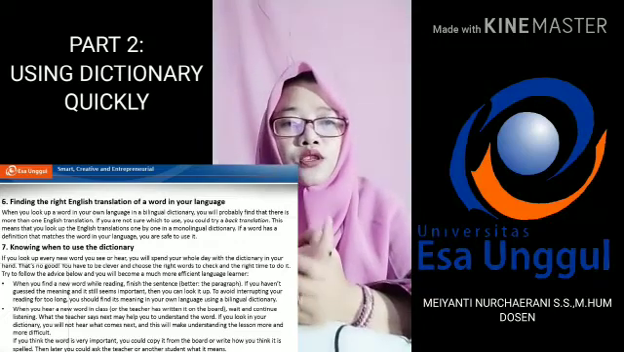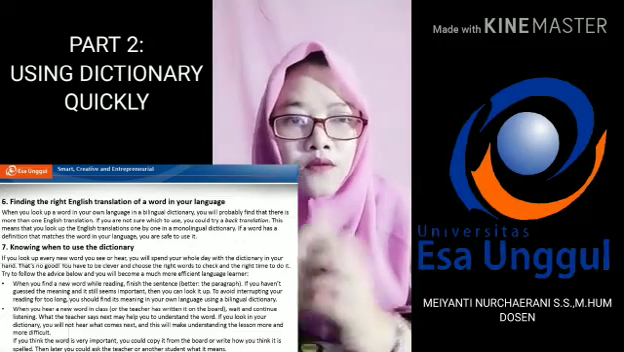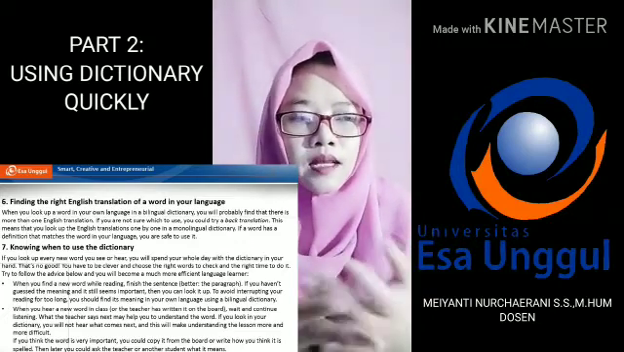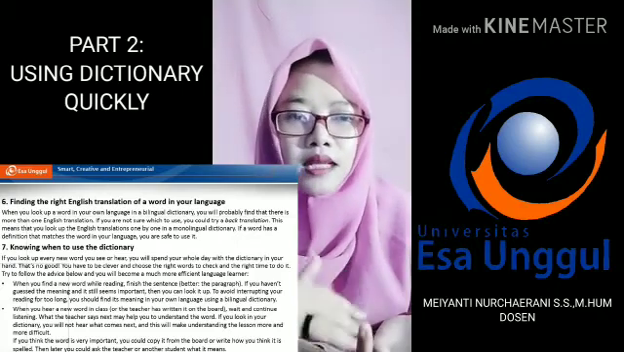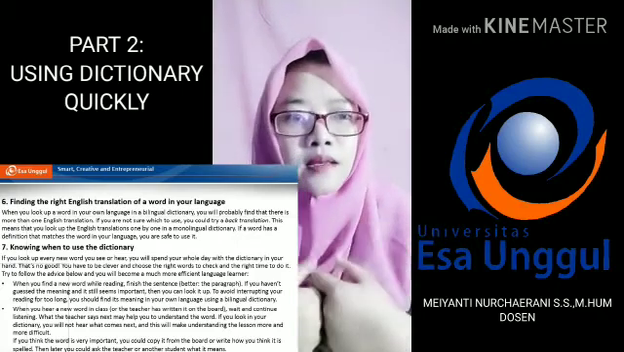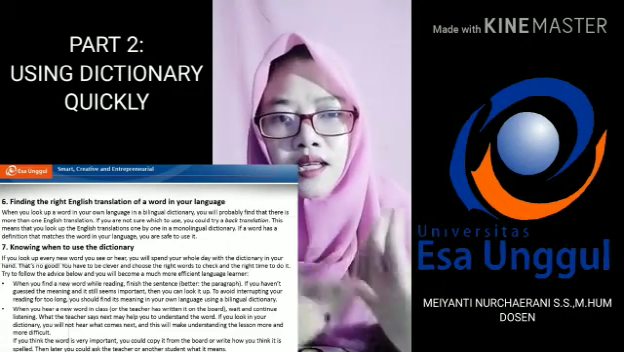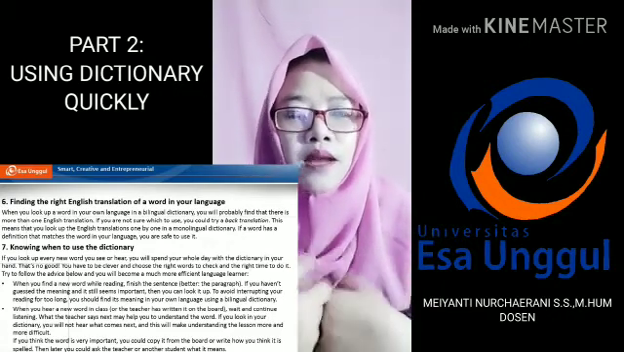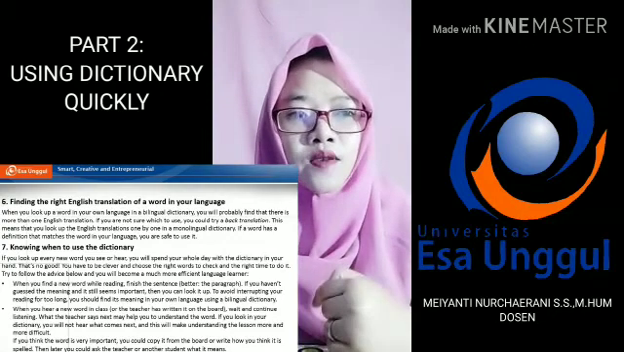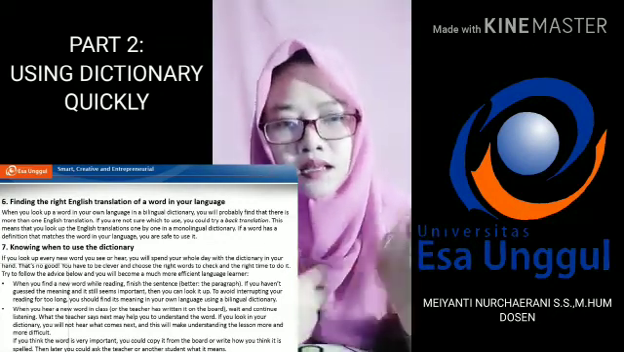So when you find a new word while reading, finish the sentence, better the paragraph, if you haven't guessed the meaning and it's still important, and then you can look it up. To avoid interrupting your reading for too long, you should find its meaning in your own language using a bilingual dictionary.